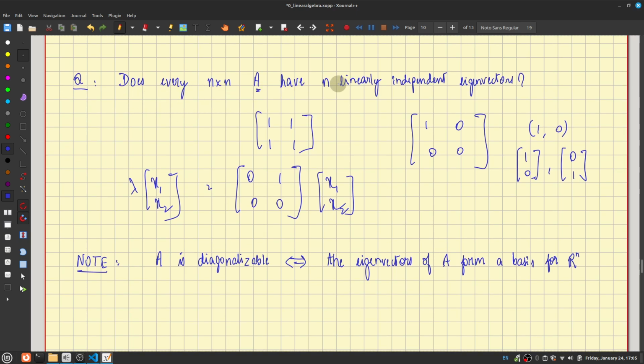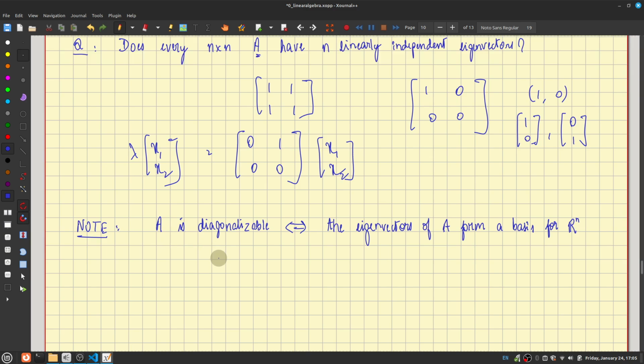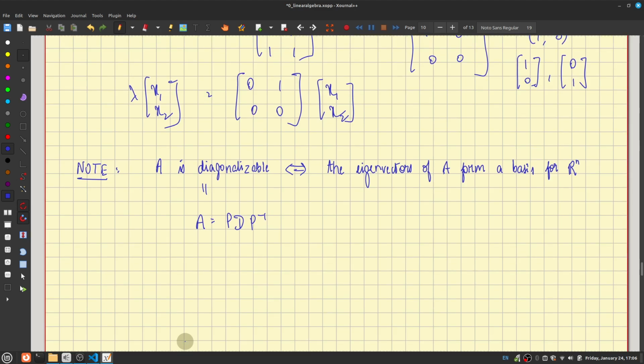So the answer to this question is no, not every n by n matrix A can have n linearly independent eigenvectors. One thing to note is that even if some of the eigenvalues are repeated, you could still potentially have n linearly independent eigenvectors. And essentially the main result is the following: if you have n linearly independent eigenvectors, in other words, the eigenvectors of A form a basis for Rn, then the matrix A is diagonalizable, which means that I can write the matrix A as some matrix P times a diagonal matrix D times P inverse, where P is non-singular, of course.